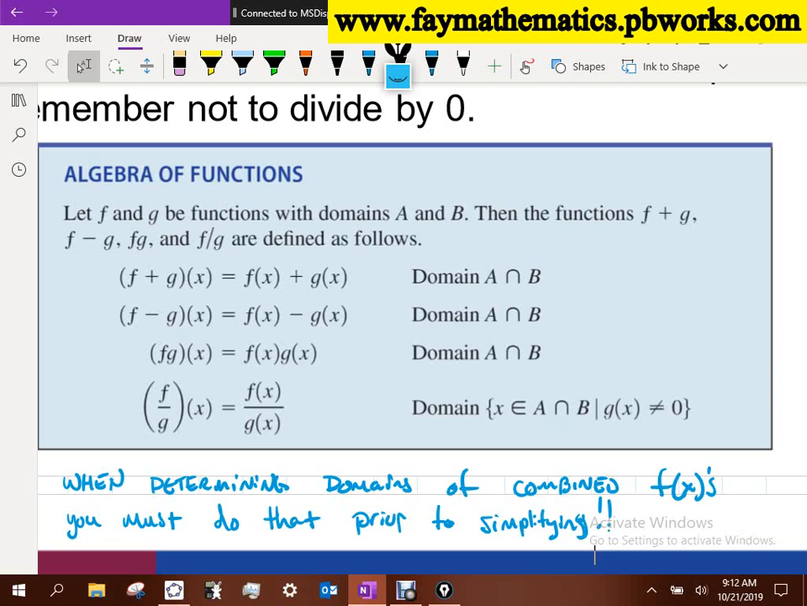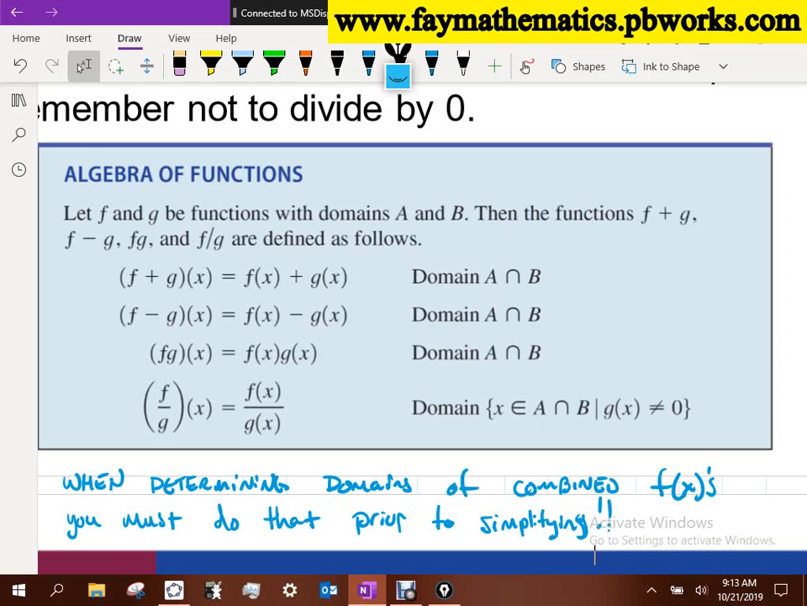In all of those, we did the domain as the intersection of A and B, where A was the domain of one of the functions, they call it f, and B is the domain of the second function, g. So the domain of combined functions is the intersection of the domains of each of the functions individually.